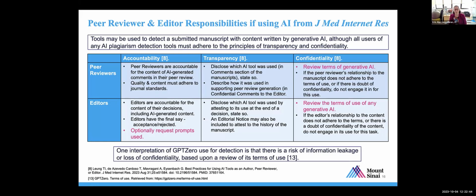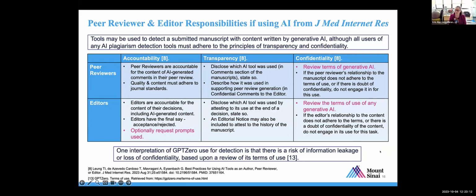Many of the publishers are already using some kind of detection tools to look for plagiarism. And now they're also looking at how to build on those plagiarism detection strategies to also look for AI-generated text. That might be happening at the peer reviewer level, it might be happening at the production level for the journal, or it may be happening at the editorial level.